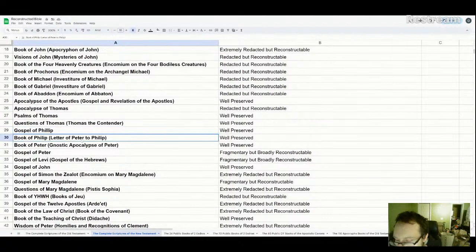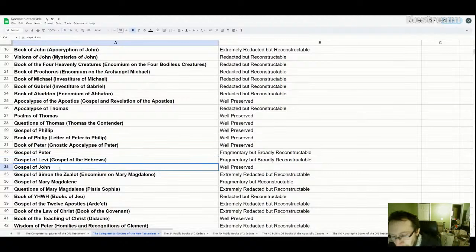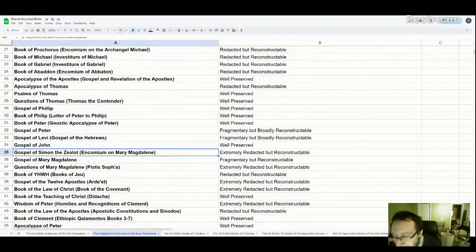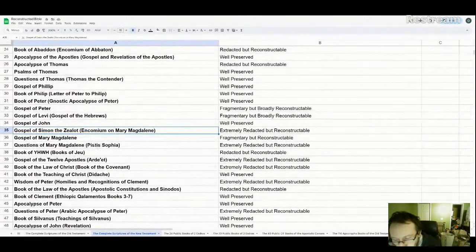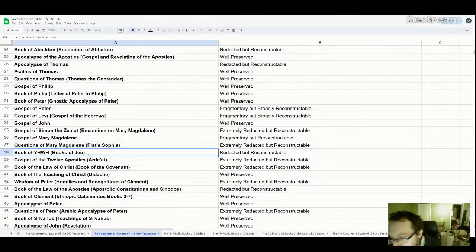We got Letter of Peter to Philip, the Gnostic Apocalypse of Peter, which by the name you can tell there's some things in it that seem to be Gnostic. Gospel of Peter, Gospel of the Hebrews, Gospel of John. Then there's the Encomium on Mary Magdalene, the Gospel of Mary Magdalene. Then there's the Pistis Sophia, often regarded as Gnostic. I would say there's a lot of stuff in it that makes me think it's not originally Gnostic in its original form. So there's the books of Yeu or Jeu, which is the name is Yahweh.